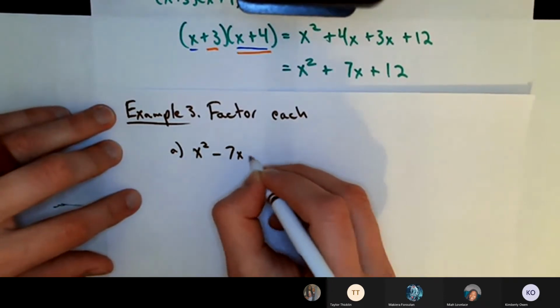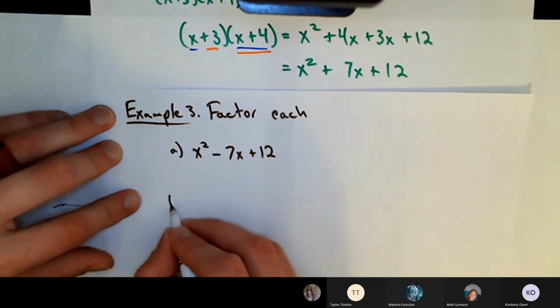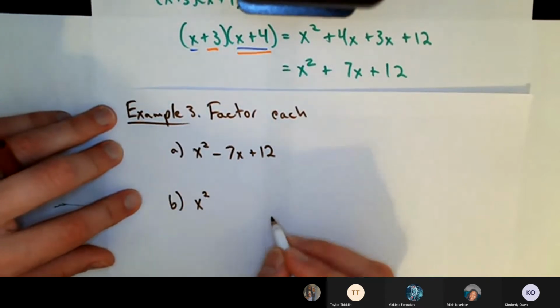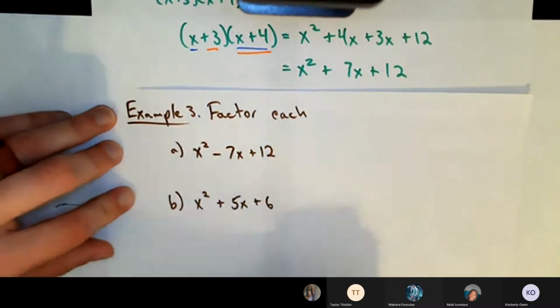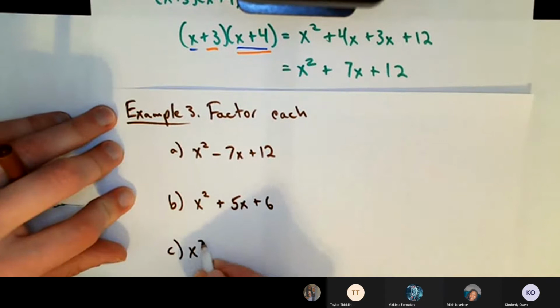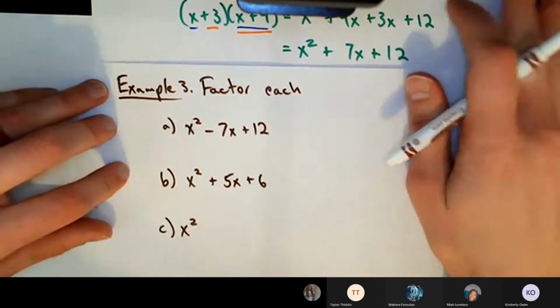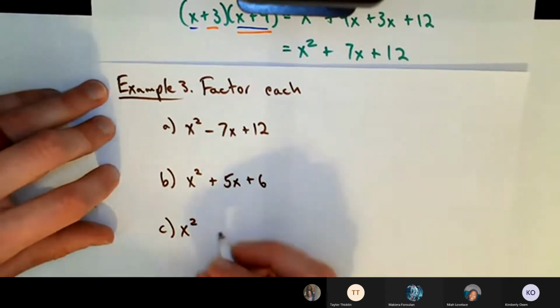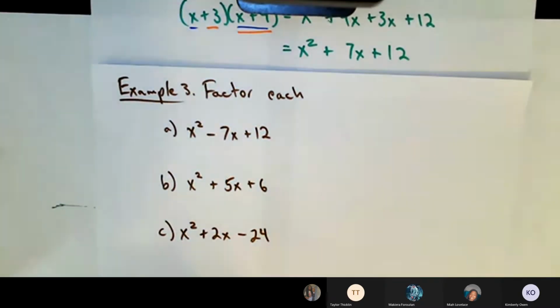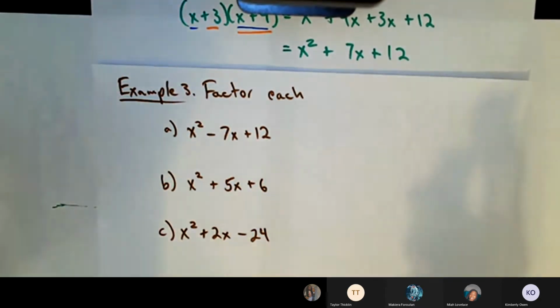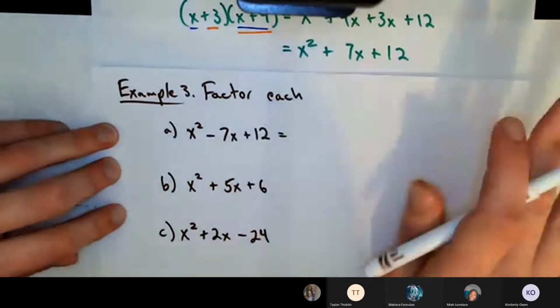Let's say x squared minus 7x plus 12, and let's say x squared plus 5x plus 6, and x squared plus 2x minus 24. Let's just start with those first 3. And I might give you some more to try on your own, like I said. All right, I'm going to go straight to, so we're skipping details.